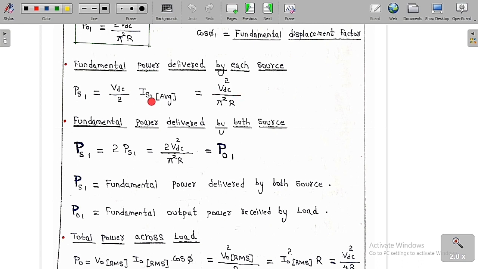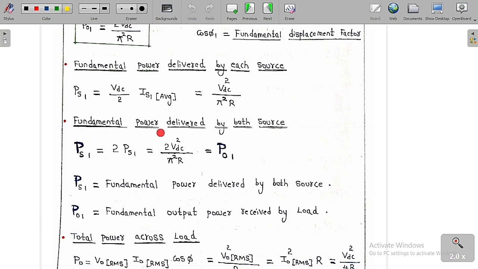Here IS1 means simply we can say that IS01 or IS1, both are same. So this is the average value of the fundamental component of the source current. So this is called the fundamental power which is delivered by each source.